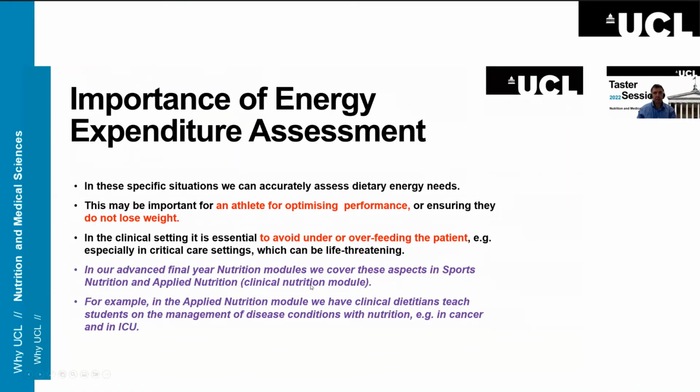Any ideas? Eva says, to assess those metabolic needs. You're completely right, Eva. That's exactly right, to assess metabolic needs. Very good. And then Amelia says, you can assess how much energy is needed. You can indeed. So in these specific situations, the idea is that we can accurately assess energy needs. An example for an athlete might be optimizing performance or preventing weight loss.